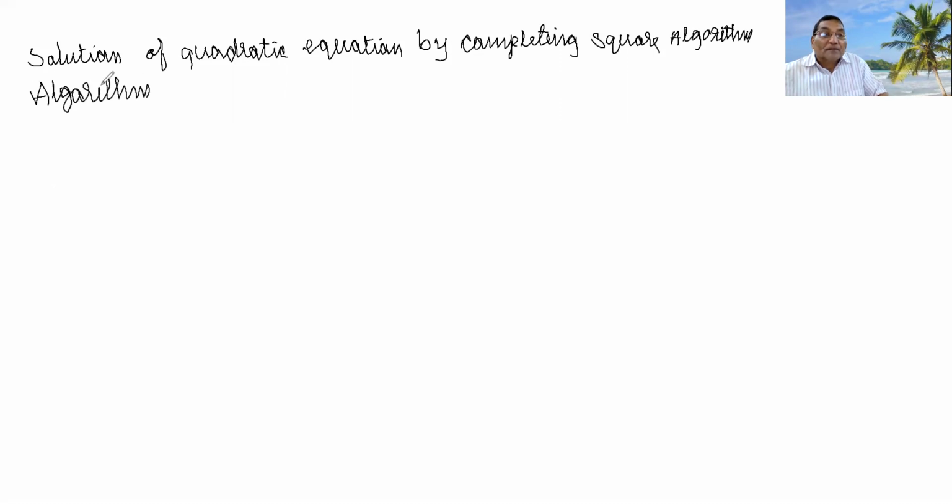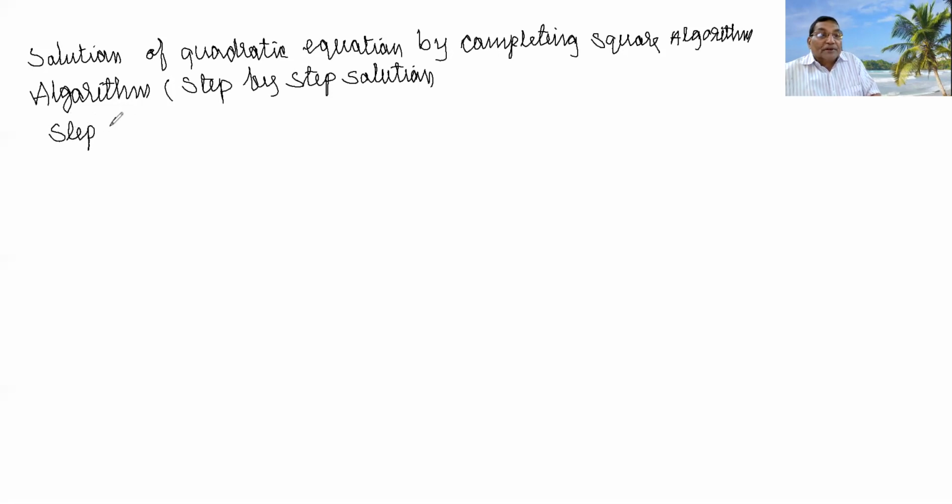Algorithm. What is an algorithm? Step-by-step solution. If you are perfect with the algorithm, you can solve any type of problem. Step number one. Write the given equation.